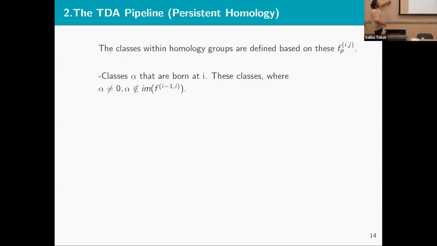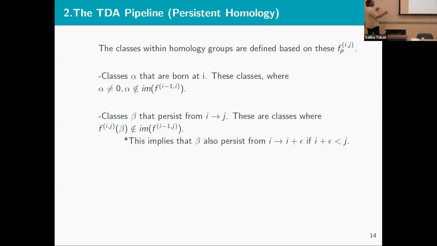Let's think of the time as the lifespan of balls. When the class alpha is born at i, it cannot be in the image of the persistent homology function, since it cannot be mapped, since alpha didn't exist in that case. And for the class beta that persists from i to j, since it persists from i to j, it cannot be in the image of the map from i minus 1 to i.